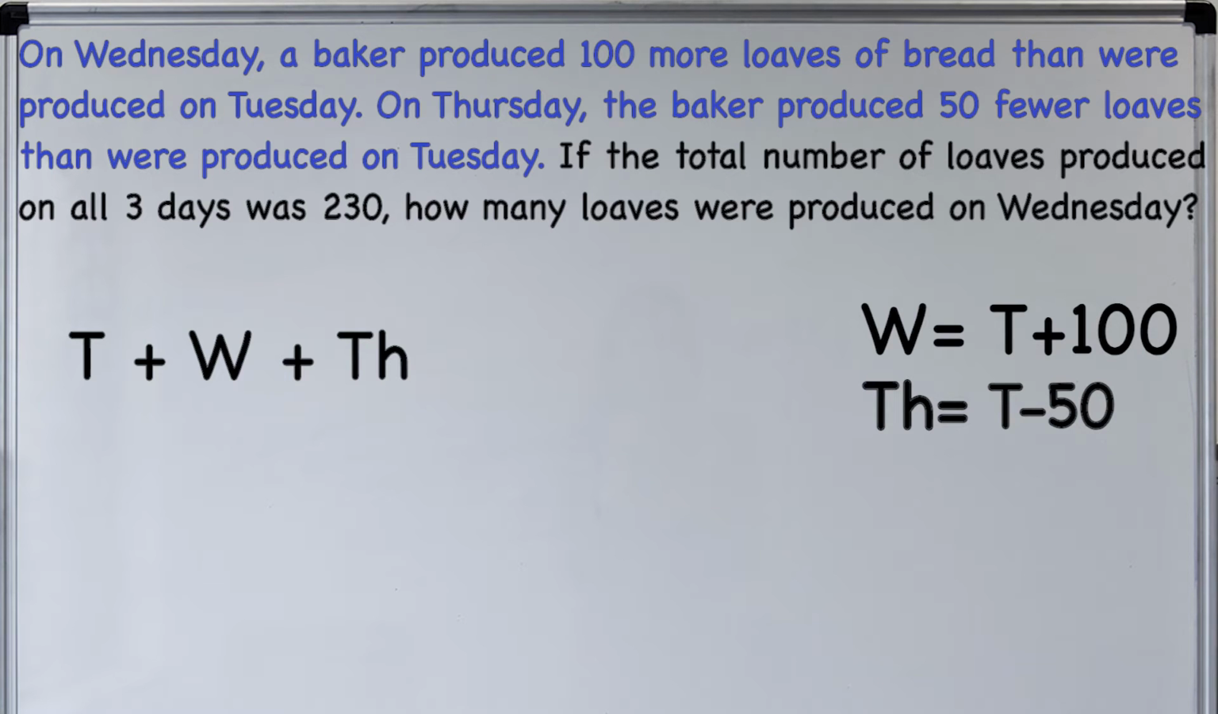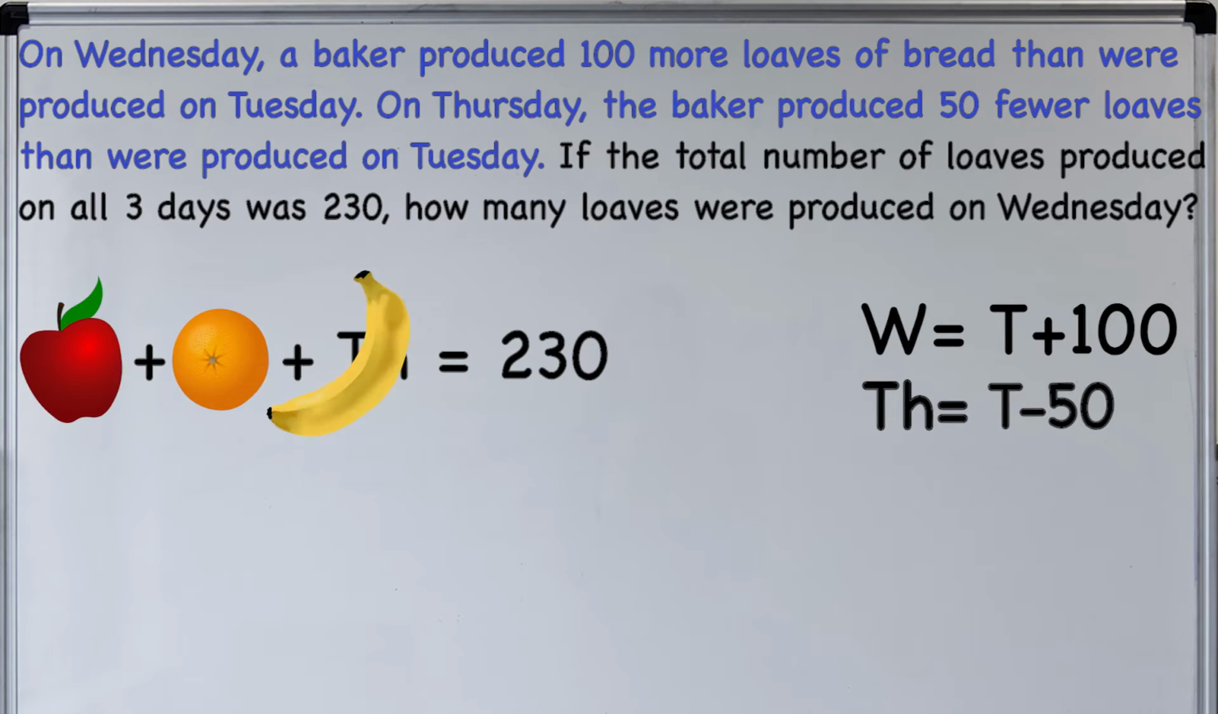And then we know the total of that is 230, because that's the total of the amount of loaves of bread that were produced on those days. So we have a problem now, because we have a T, a W, and a TH. And we can't add those up because they're all different variables. It's kind of like trying to add apples and oranges together. So we want to add apples and apples. We want to put them all in terms of one variable.